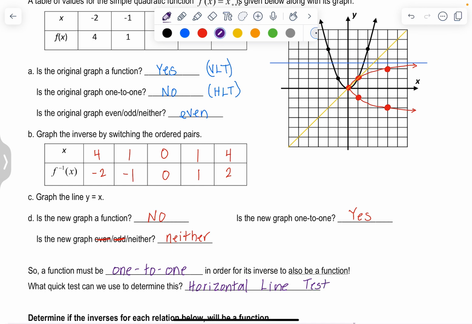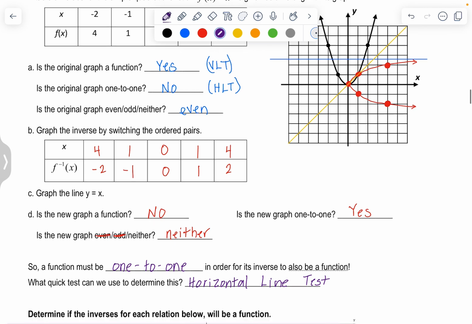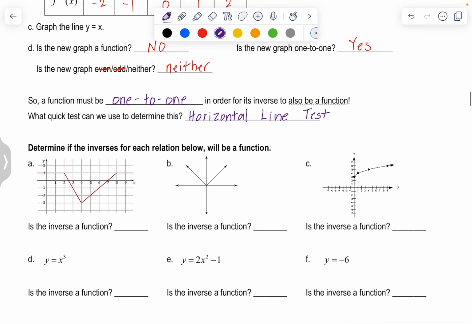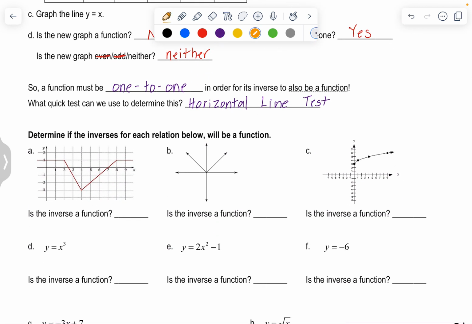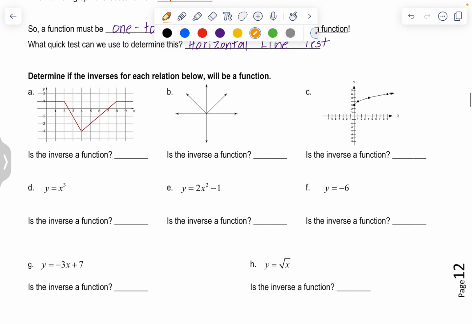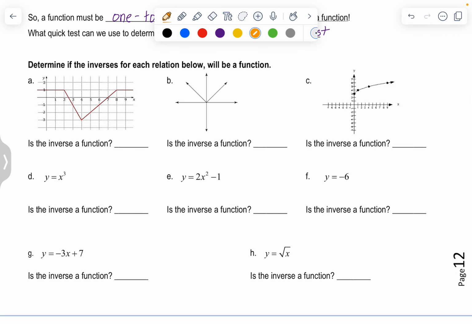So when you take a look at a picture or a graph, you can quickly see if it fails the horizontal line test, then its inverse will not be a function. And that's going to be a big part of Algebra 2. We're going to give you problems that look like this, and it's just going to say, determine whether its inverse is a function or not. So all I have to do is run the horizontal line test, and it will tell me the results of the inverse's vertical line test.